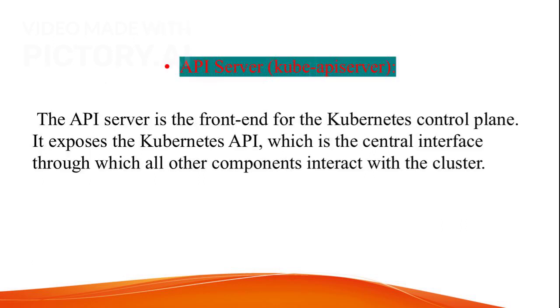The API server is the front end for the Kubernetes control plane. It exposes the Kubernetes API, which is the central interface through which all other components interact with the cluster.